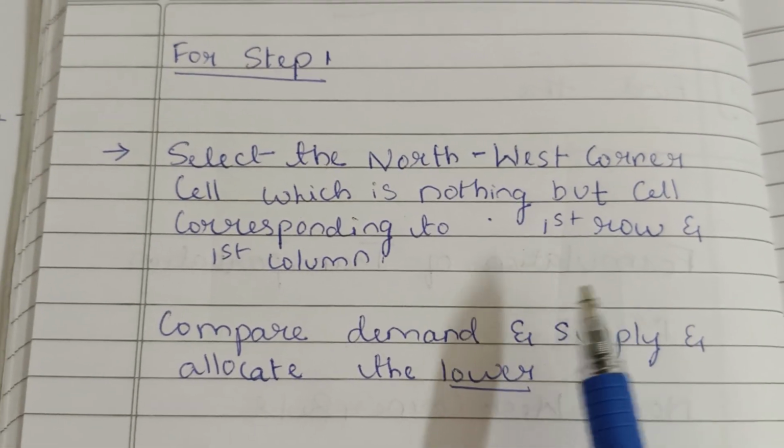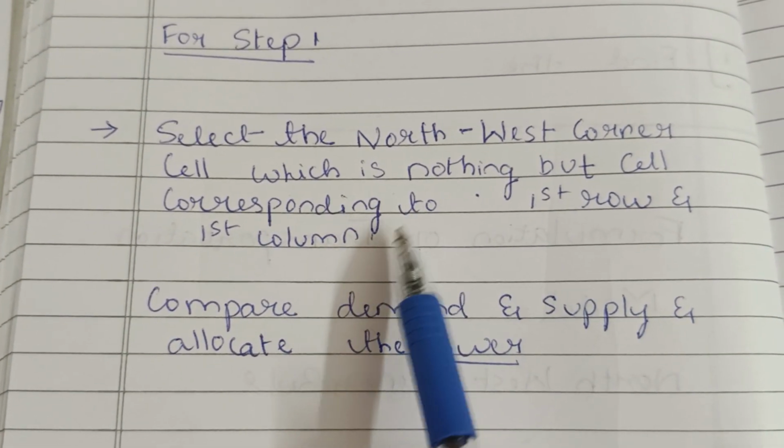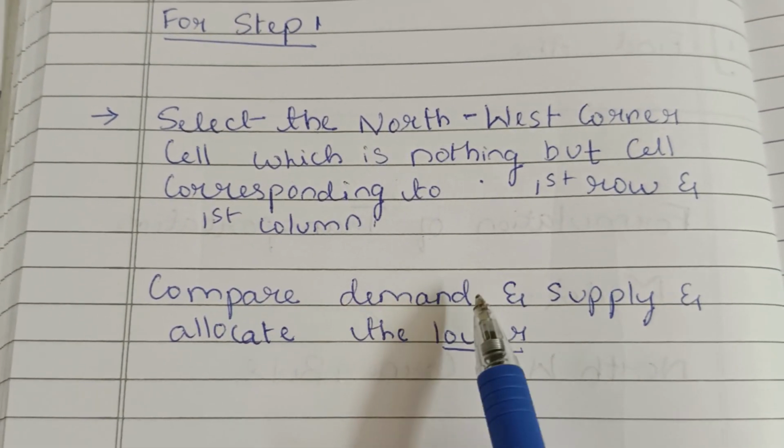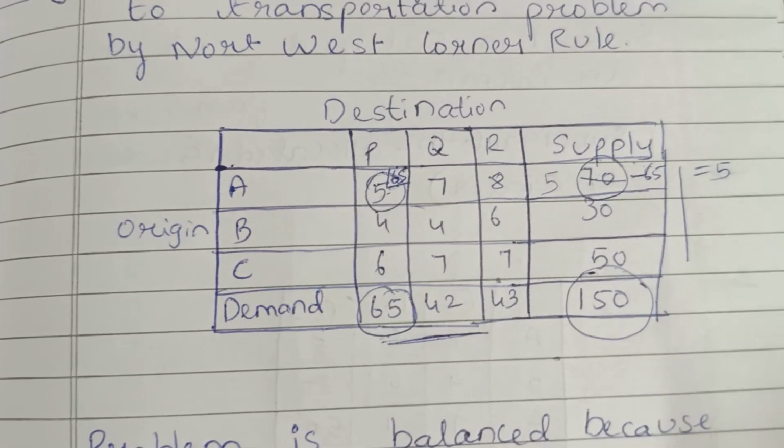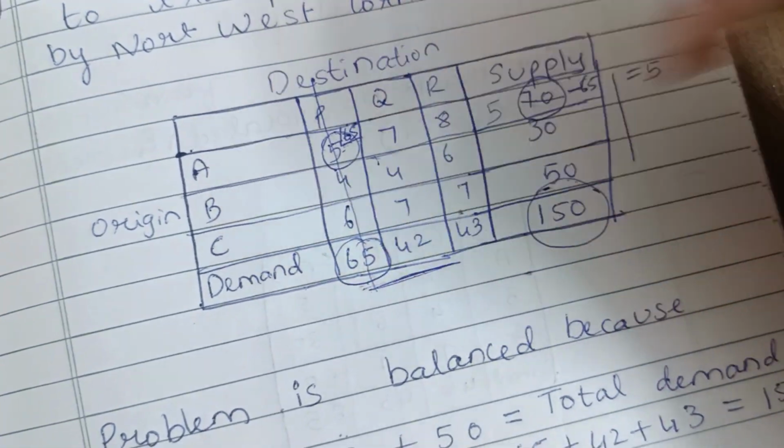So see, the first step is to select the northwest corner cell, which is nothing but the cell corresponding to the first row, first column, compare the demand and supply and allocate the lower. After we allocate here, we delete the entire column. So now the table becomes like this.